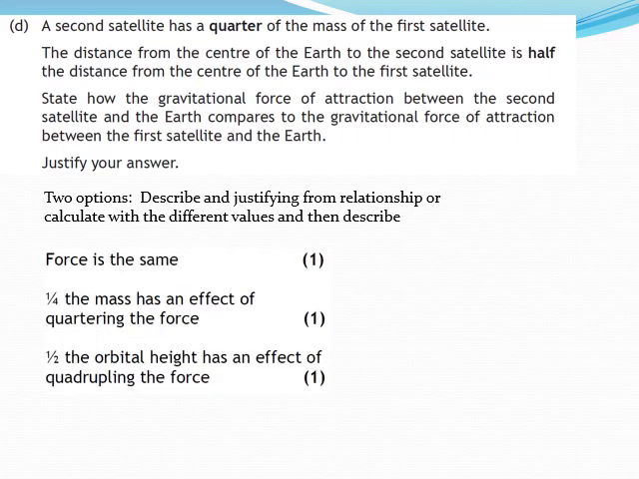So if we look at what the relationship is, F equals G times M over R squared. So if we have a quarter of the mass, then the top line is a quarter of what it was before. So it's a quarter of the force. If the orbital height is halved, then that's going to have the effect of dividing by a half squared, which means we're going to get 4 times the amount of force. So the consequence of that is that the overall force is the same. So you would probably want to write these statements, also writing the relationship too.